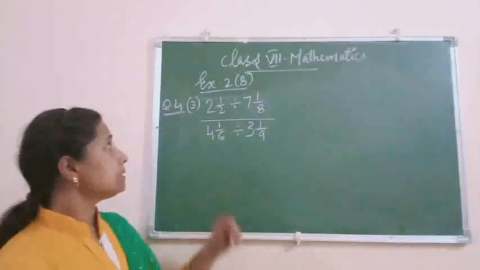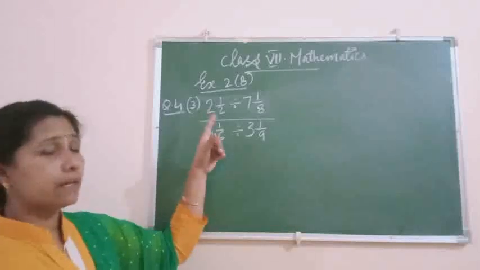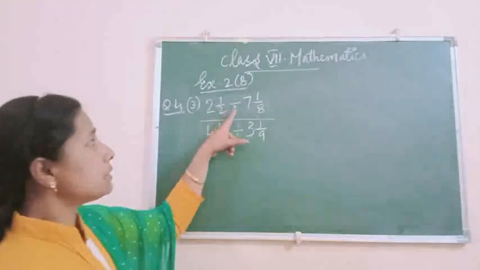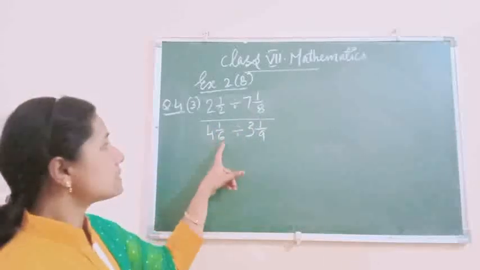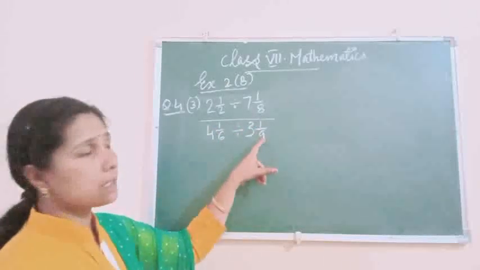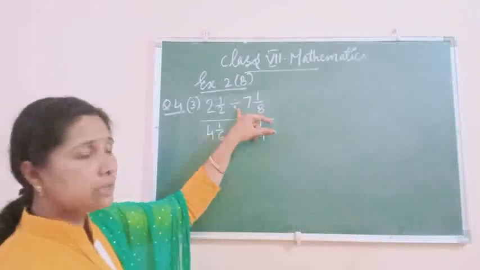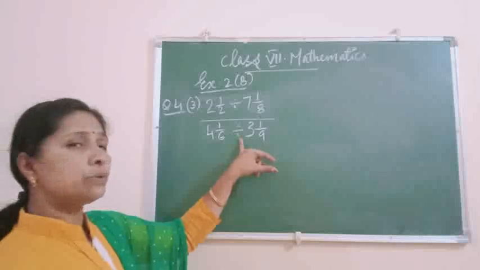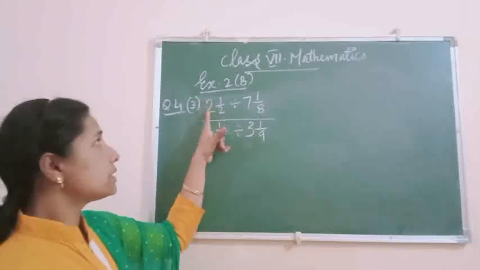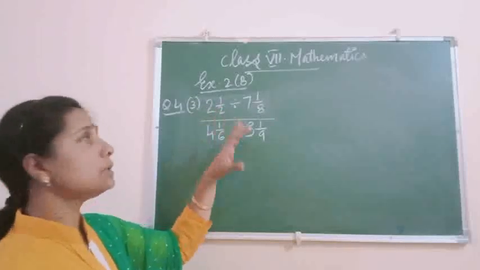Now let me explain the third question. The question given here is 2 1 by 2 divided by 7 1 by 8 upon 4 1 by 6 divided by 3 1 by 9. In this numerator you have to do the division, and the denominator also has division. As you know already, first you have to convert the mixed fractions into improper fractions.